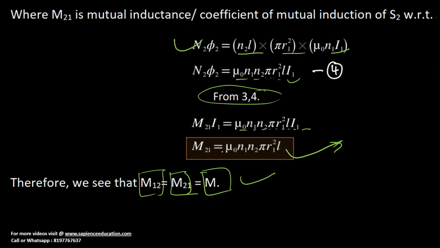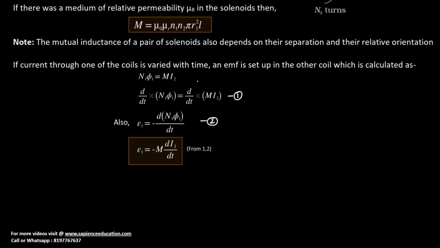So from here we can find that M21 is equal to mu naught, number of turns in coil one, number of turns in coil two, and into pi into R1. R1 is the radius of the smaller coil, the coil having the smaller radius, we can use that, and L is the length of the coil. Okay. So if there is a medium with relative permeability, you just add it on. See here, if there is a relative permeability, you write mu naught into mu r into N1 into N2 pi R1 square into L.